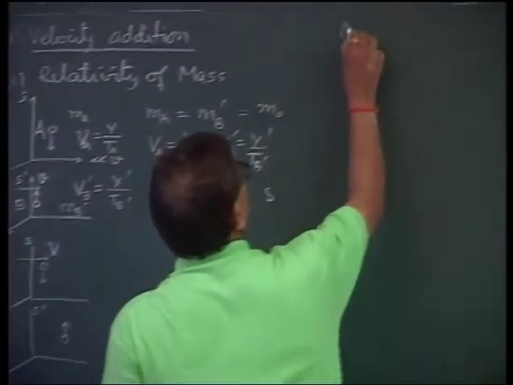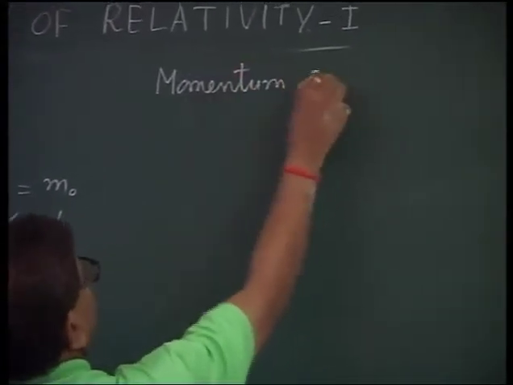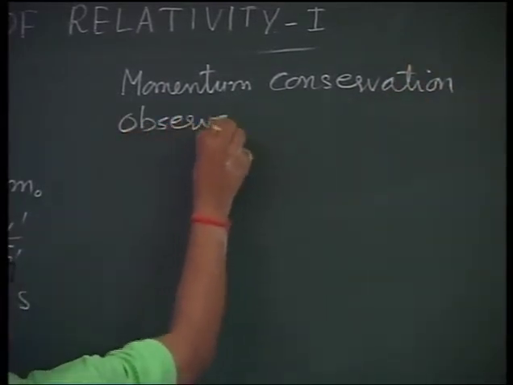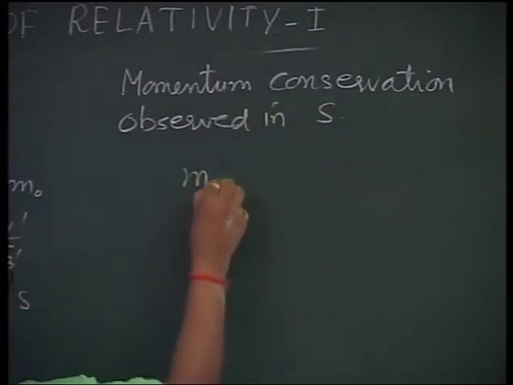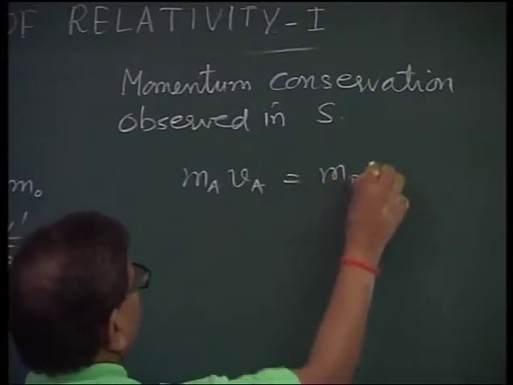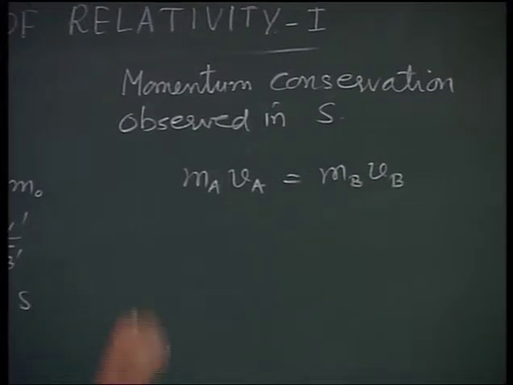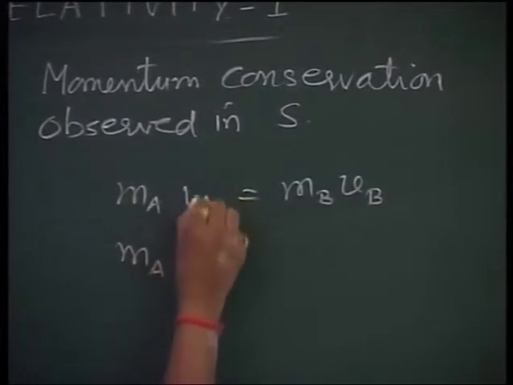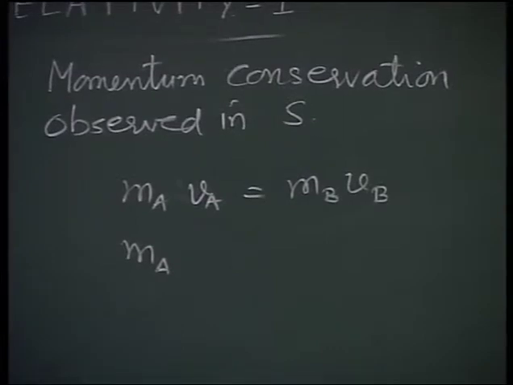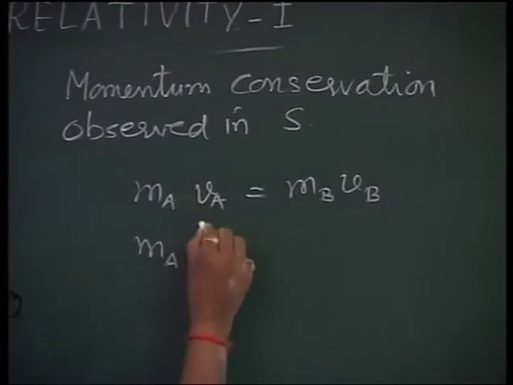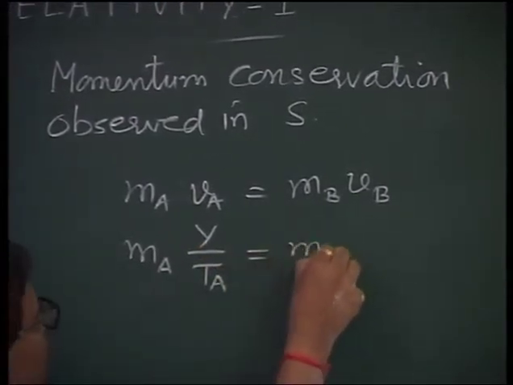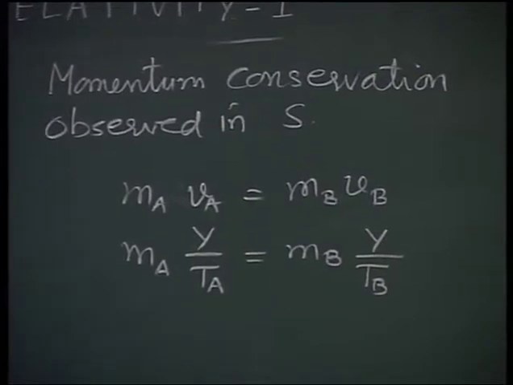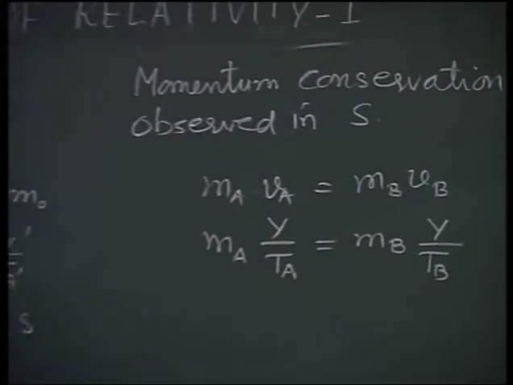So from momentum conservation observed in S, MA VA must be equal to MB VB. I can write MA times Y upon TA, and this will be equal to MB times Y upon TB. See that TA is not equal to TB. TA is equal to TB dash.